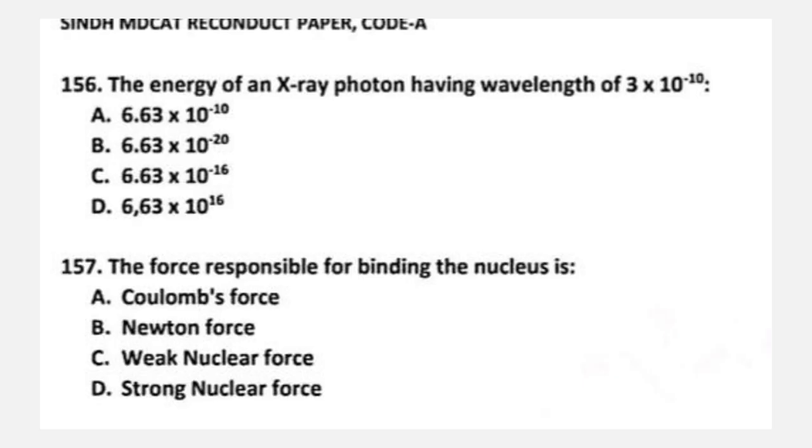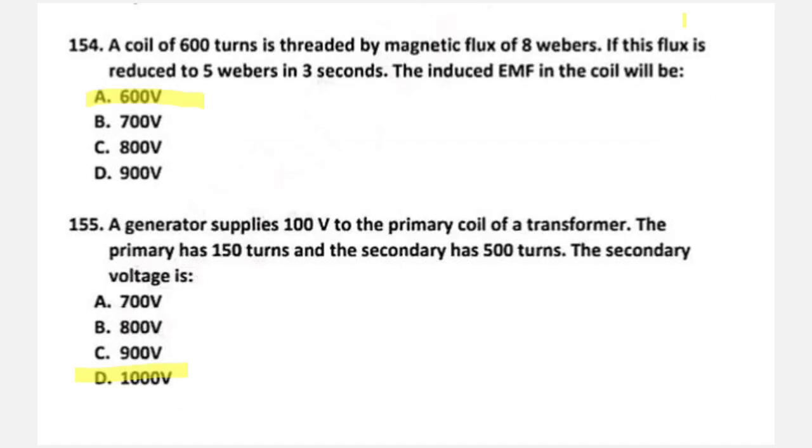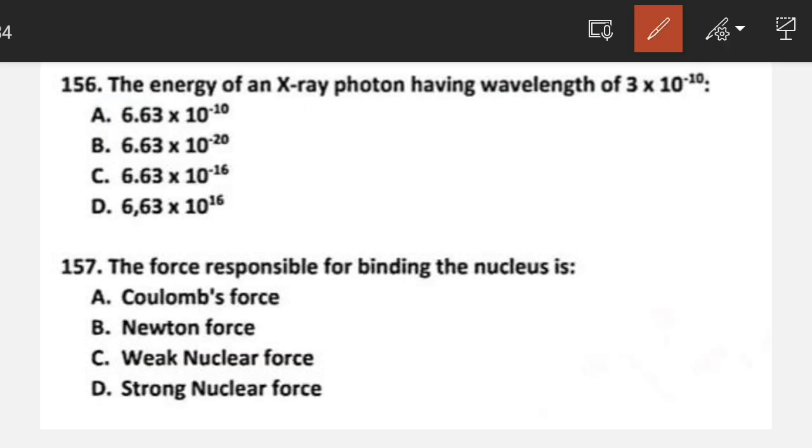The energy of an X-ray photon having wavelength of 3 into 10 raised to power minus 10 is, so you should know the formula of the energy. E is equal to h nu, which is also E is equal to h into c divided by lambda, where h is the Planck's constant, c is the speed of light or velocity of electromagnetic wave, and lambda is the wavelength. When you put lambda as 3 into 10 raised to power minus 10, then the correct option will be option C, 6.63 into 10 raised to power minus 16. So we are going to mark that option. Option C will be the correct option, and the formula for that will be E is equal to h into c divided by lambda.